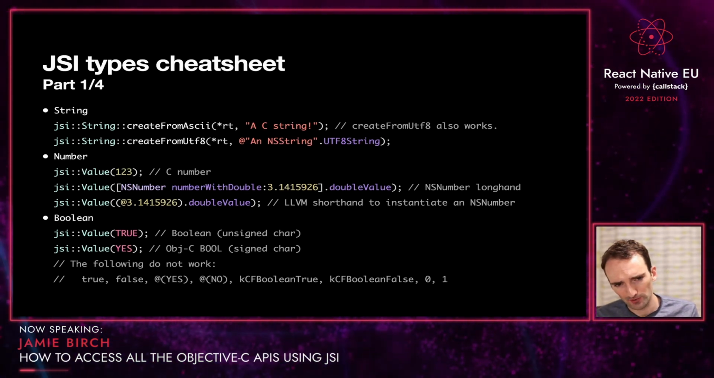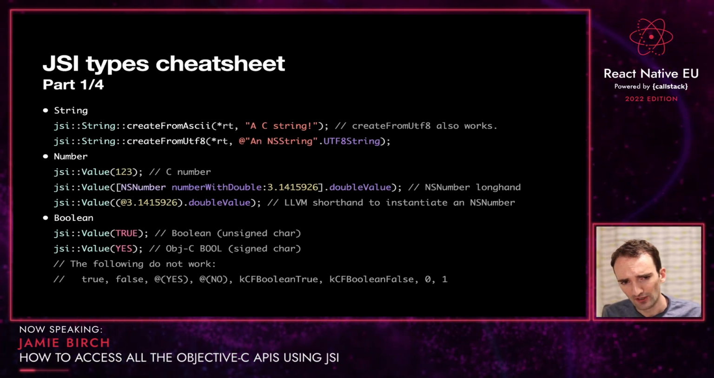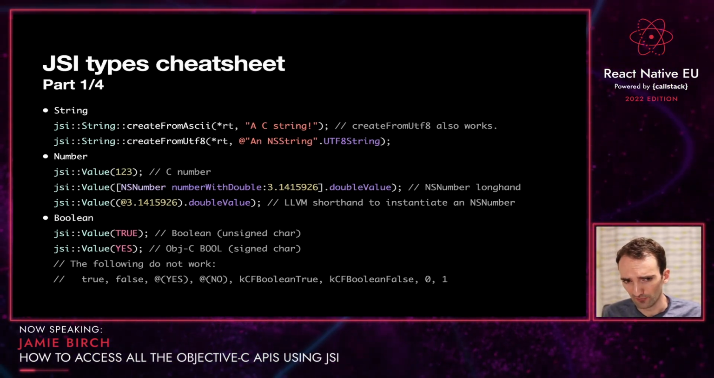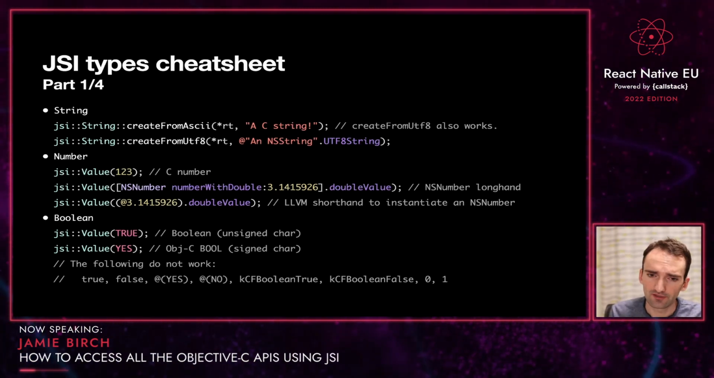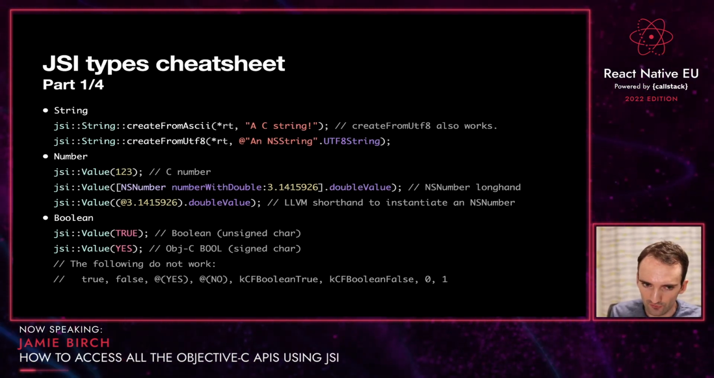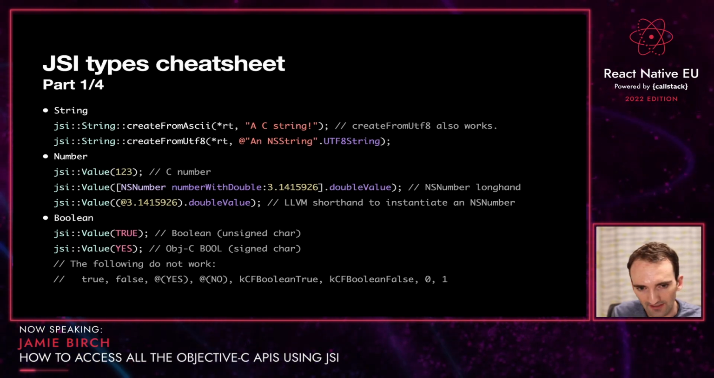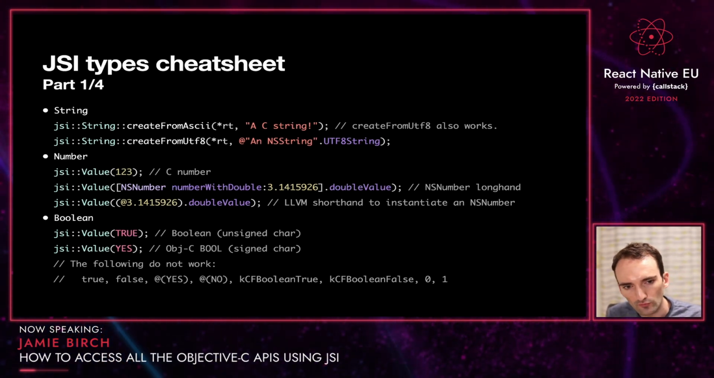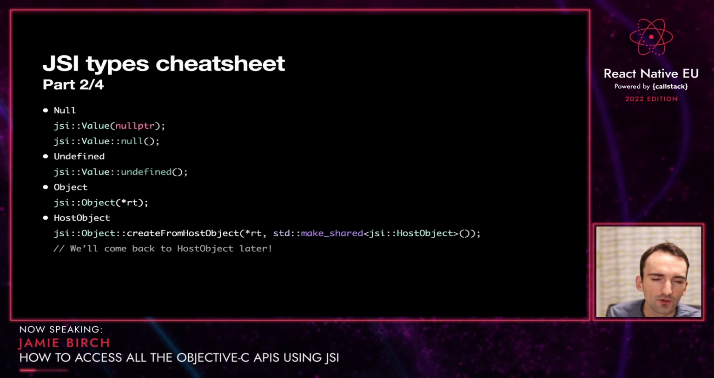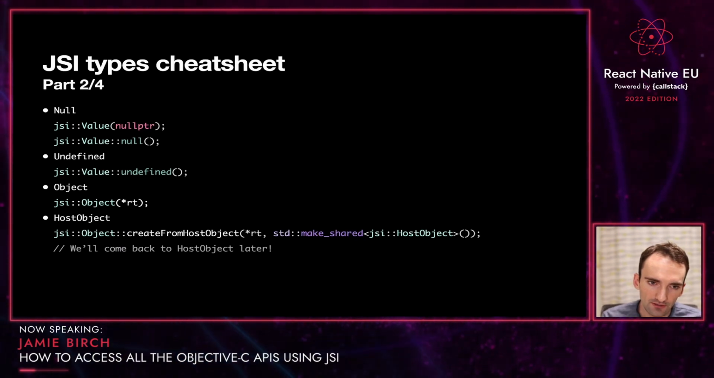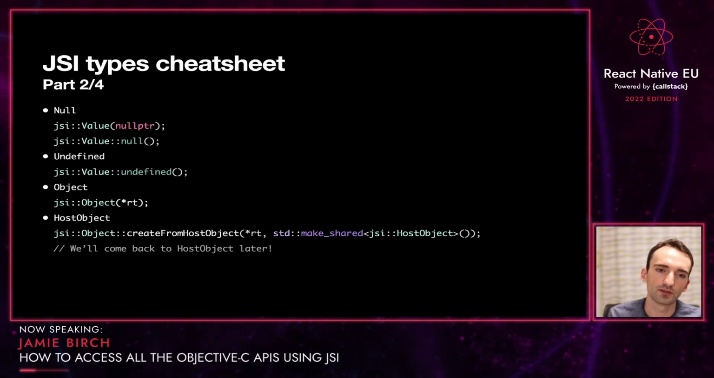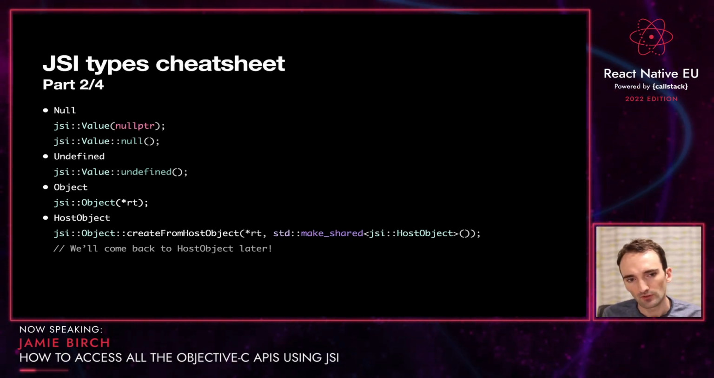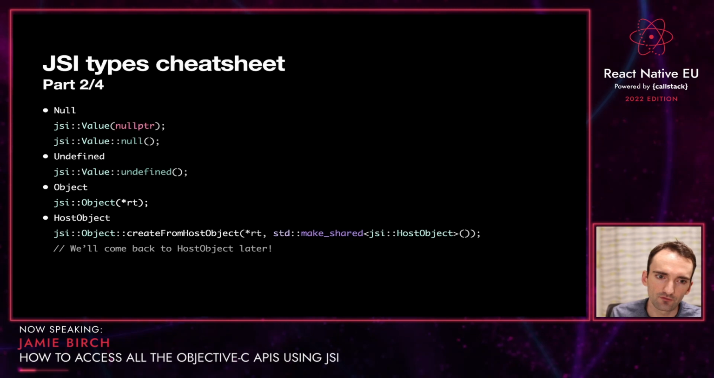Booleans are quite funny in Objective-C. You've got all sorts of ways to write booleans, like true and yes. Now, the only ones that work are the ones that are based on characters. So this capital TRUE or capital YES. All the other ones don't. We've got null. You could pass in a null pointer to the value constructor, or you could use the null convenience method. Undefined convenience method.